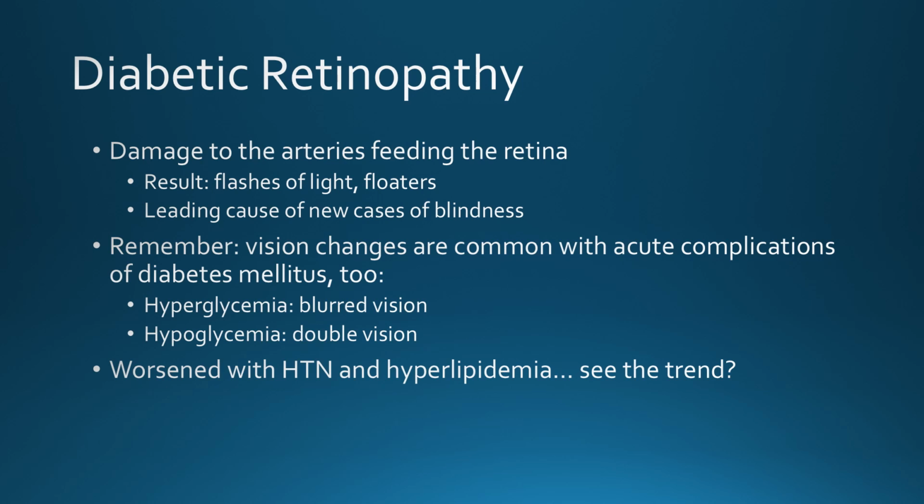And something to remember with this is that we talked about things like blurred vision being common with some of the acute complications of diabetes. So just keep in mind that we can have both acute and chronic issues related to visual acuity with diabetes.